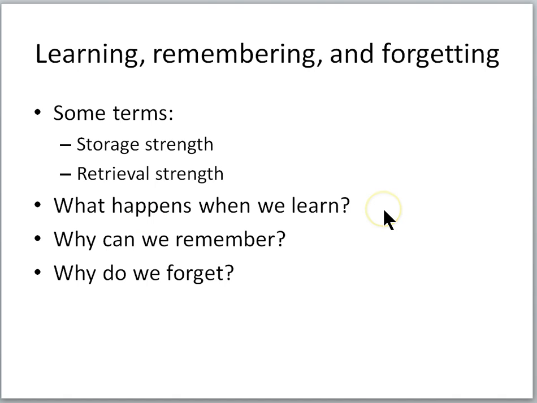Now, in this and the next lesson, we're going to introduce some terms and ask some basic questions about learning and memory, and then relate them to study strategies. The terms we'll encounter in this lesson are storage strength and retrieval strength, and we'll ask questions like what happens when we learn and why can we remember something. And in the following lesson, we'll tackle the question, why do we forget things?